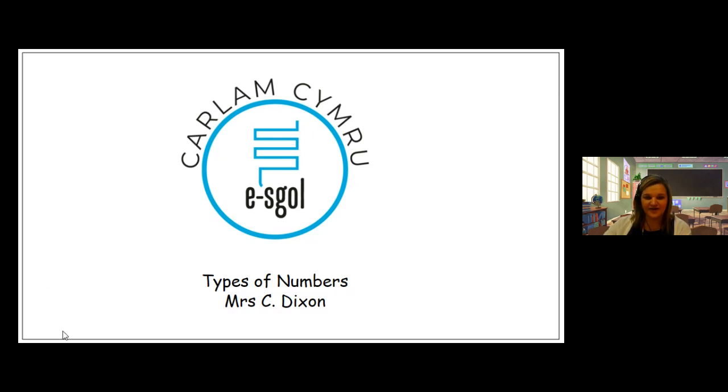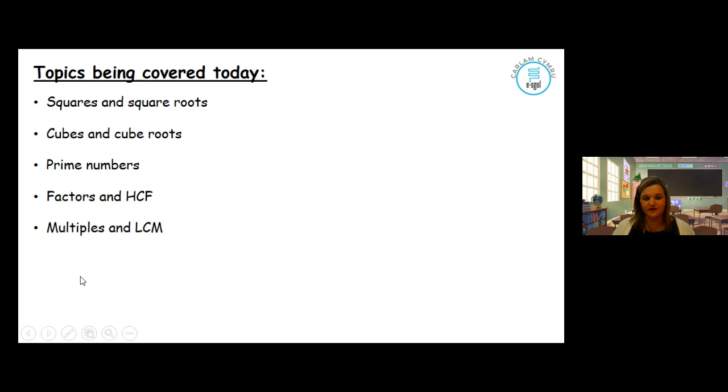Okay, so we're going to look at types of numbers this afternoon, and these are the things that we're going to hopefully cover. So we're going to look at squares and square roots, cubes and cube roots, prime numbers, factors and highest common factor, and then multiples and lowest common multiples. So we're going to get going.